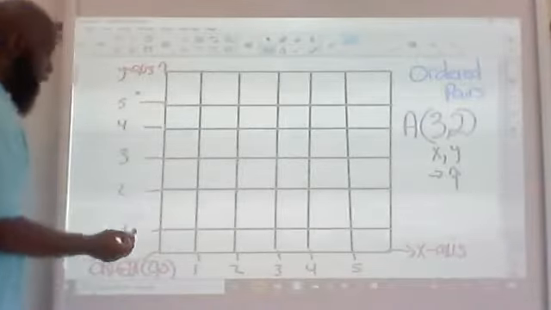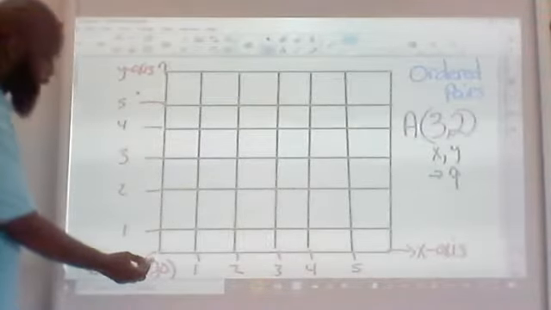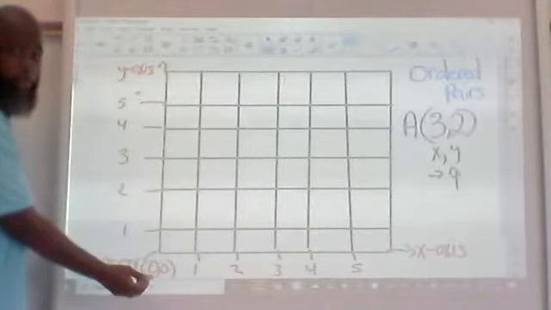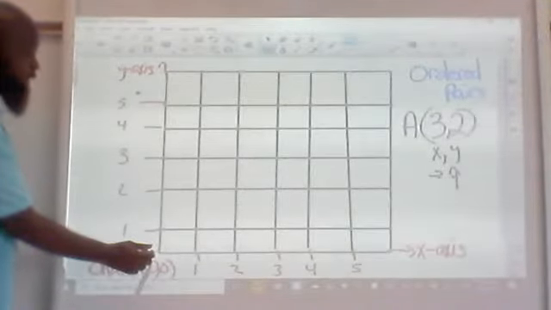All right. So now we have our origin, which is the starting point. The ordered pair for the origin is always 0, 0. This is where we start from every single time. This spot right here.